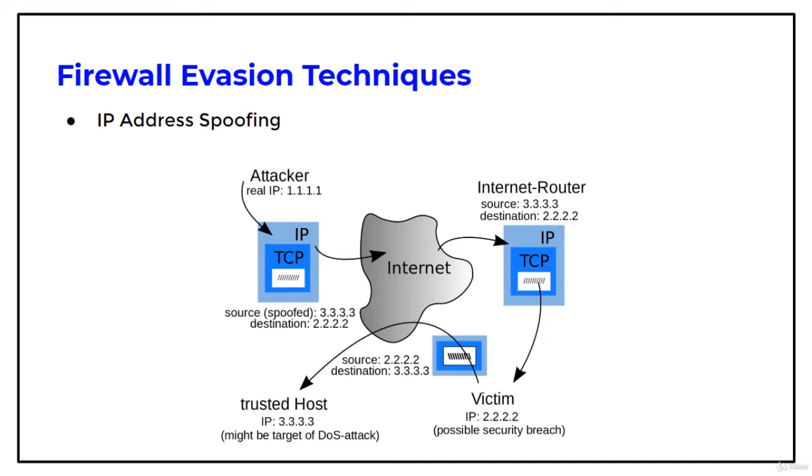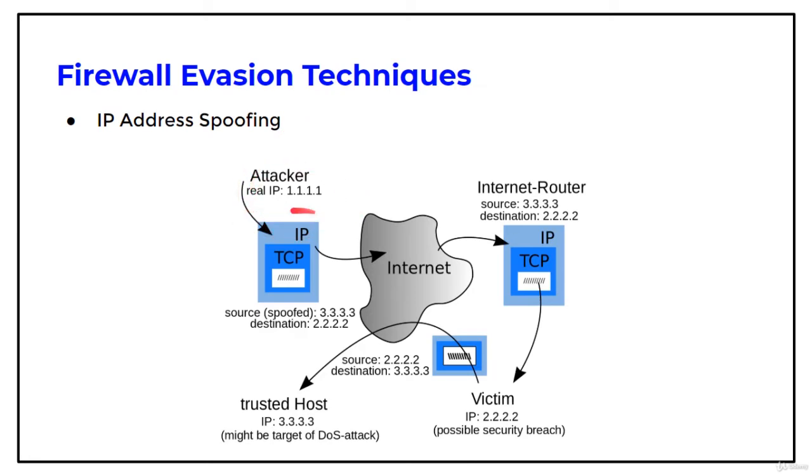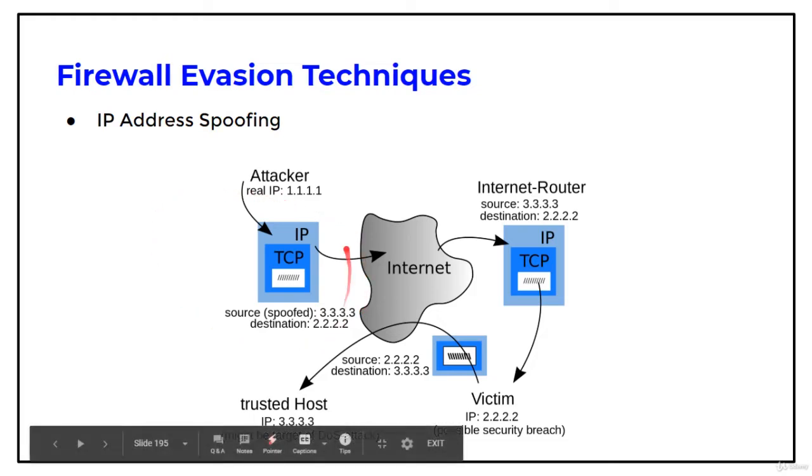Now let us see the different types of firewall evasion techniques. The first being IP address spoofing. IP address spoofing is a hijacking technique in which an attacker masquerades as a trusted host to conceal his identity, spoof a website, hijack browsers, or gain unauthorized access to a network. Attackers modify the addressing information in the IP packet header and the source address bits field in order to bypass the firewall. Now here you can see the attacker's real IP is 1.1.1.1 and the spoofed IP is 3.3.3.3. An attacker intends to send a packet to a victim whose IP is 2.2.2.2.